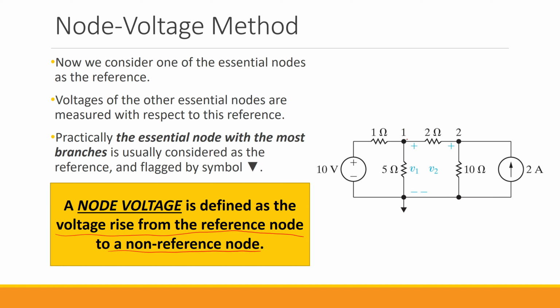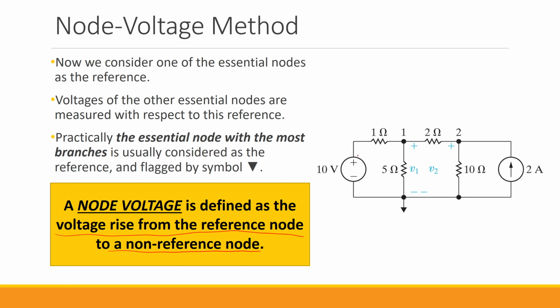So we have node 1 with the voltage V1 from node 1 to the reference, and we have V2 for the voltage from node 2 to the reference. As you can see here, now we only have 2 unknowns to solve. One thing that you can notice is that V1 is the voltage across this 5 ohm. Also V2 is the voltage across this 10 ohm and then this 2 amp current source.